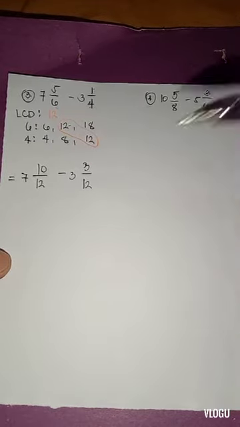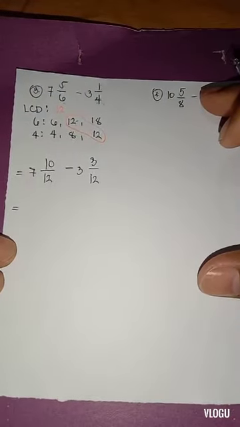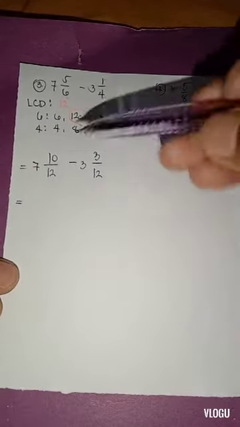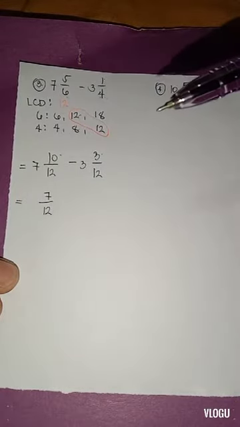So similar fraction na sila. So sundin na natin yung process ni similar fraction. So unahin natin yung numerators. So 10 minus 3, we have 7. Copy the denominator 12 and then subtract the whole number. So 7 minus 3 is equals to 4.